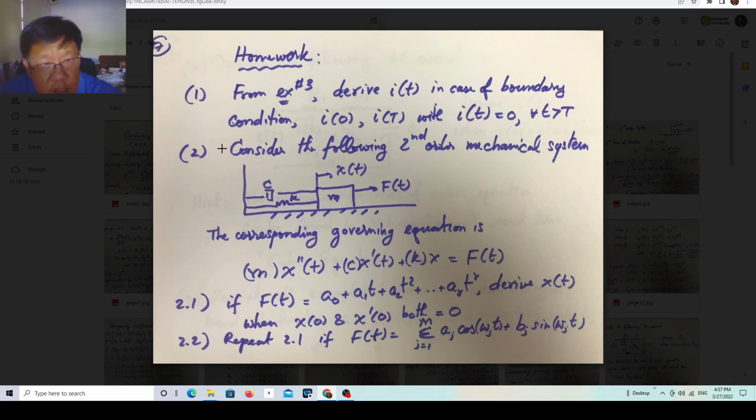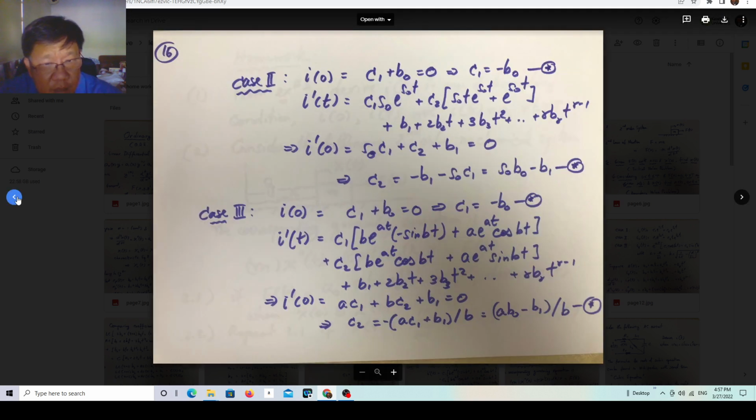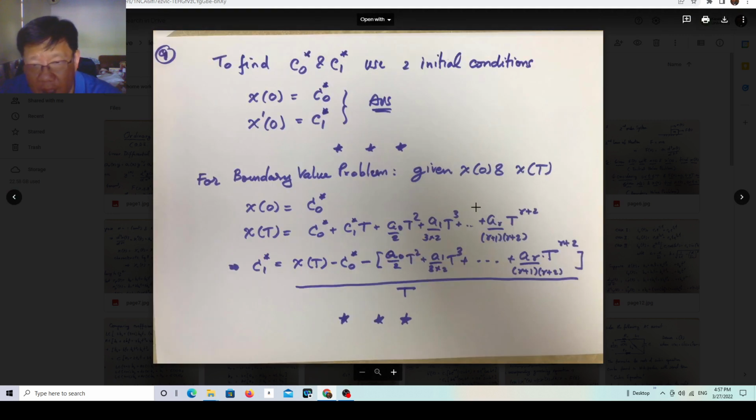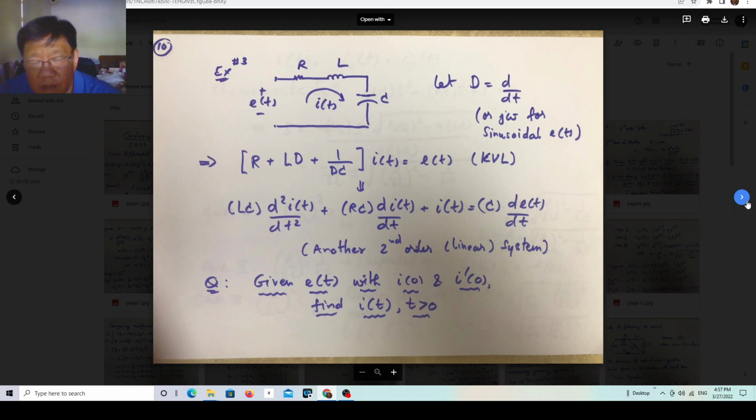Just like the first problem here from exercise 3. The latest example that we started to explain in this script, this one we only did what we call the initial value problem. Remember in exercise 2, we have a boundary value problem here. We derive the general solution for the boundary value problem.